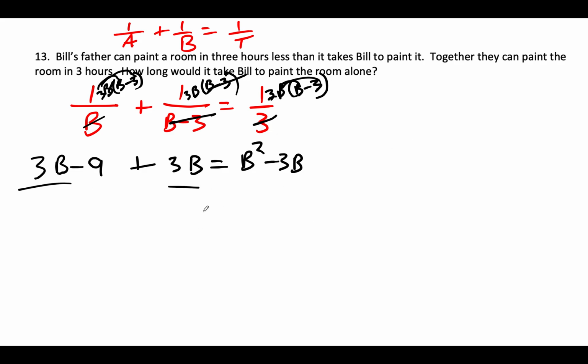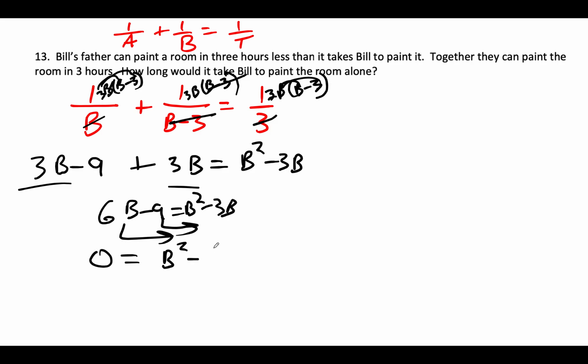This is 6b, right? This is 6b, and I'm going to move that 6b. So I've got 6b minus 9 equals b squared minus 3b. I'm going to move these guys this direction. 0 equals b squared minus 9b plus 9. And this is where we realize I can't factor it, so I'm going to use the quadratic formula. And I'm going to say a is 1, b is negative 9, and c is 9.